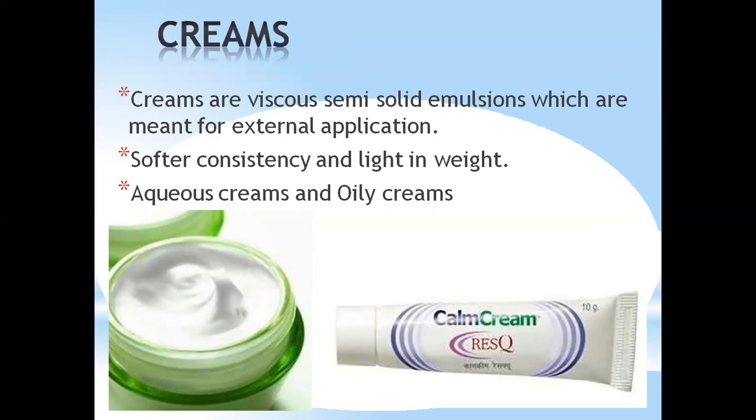So what are these used for? These are used for external applications. These cannot be taken through the oral route. These are only used for external application onto the skin. And these have soft consistency. The creams are always soft in consistency and light in weight. There are mainly two types, that is aqueous creams and oily creams. When you take an aqueous vehicle, that is an aqueous cream. When you take oily vehicles, then it is called an oily cream.